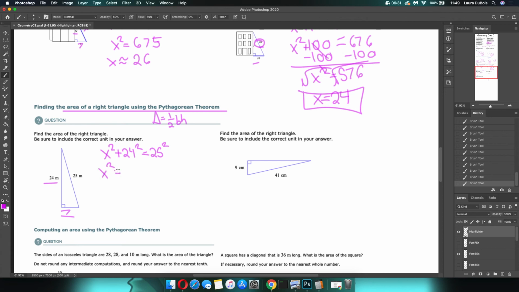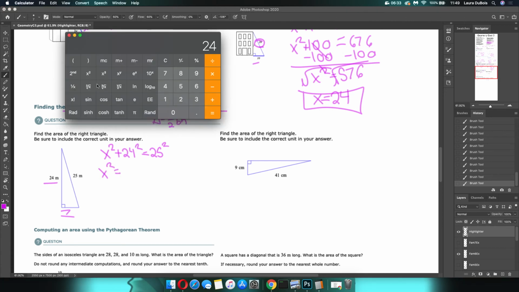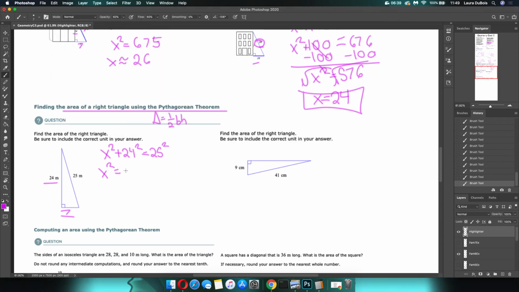So x squared equals, what is 24 squared? 24 squared is 576. x squared plus 576 equals 625. So minus 576, minus 576. x squared equals 49. Root x equals 7. Are we done? No, because we want the area. So now 1/2 base times height. So 1/2 times 7 times 24, which is going to be 84 meters squared.